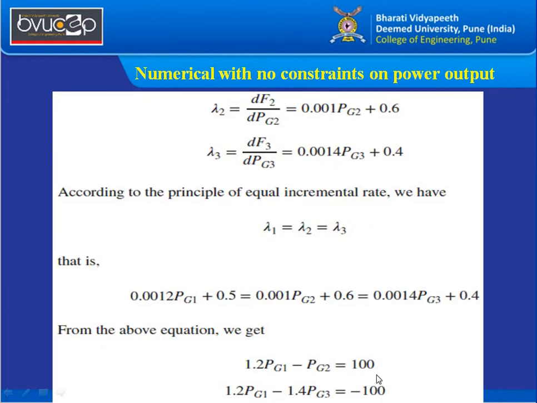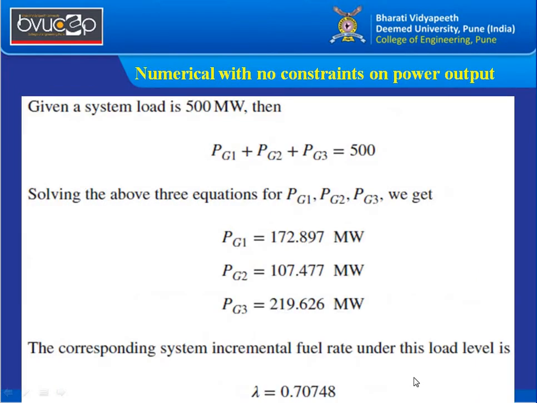Now note that this minus 100 is depending on the sign conventions. Whatever these two equations we have solved, we have not yet considered the sign conventions here.